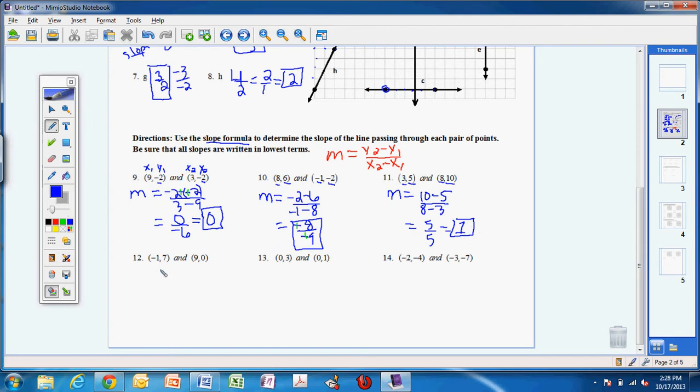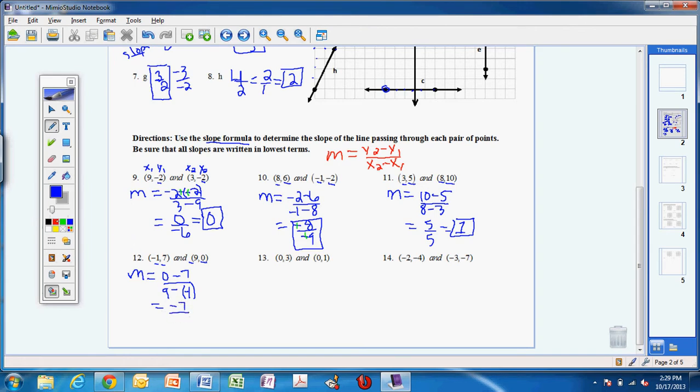Alright, so slope-intercept form again for number 12. Hopefully this is becoming better for you guys. So we're going to take my y2 minus my y1. So 0 minus 7 all over my x2 minus my x1. So this is where we have to be careful because we're getting a 9 minus a negative 1. So keeping those signs, 0 minus 7 is negative 7.